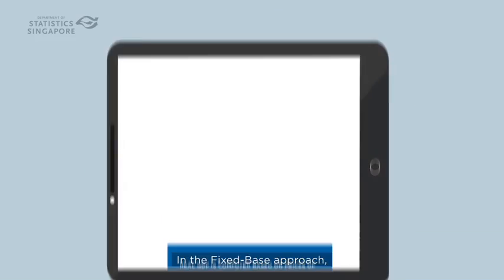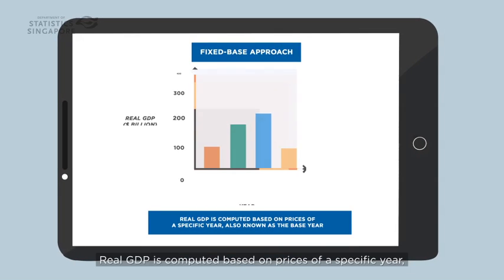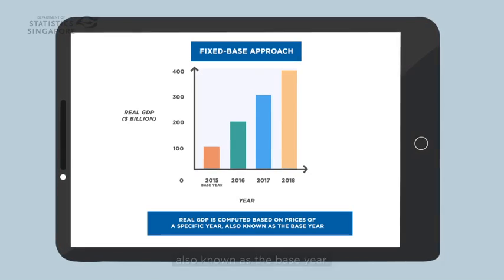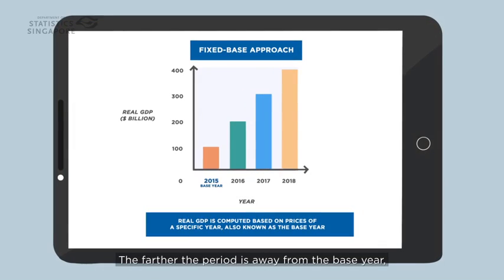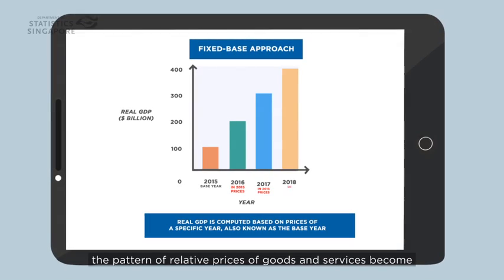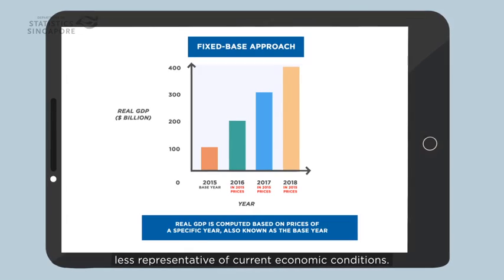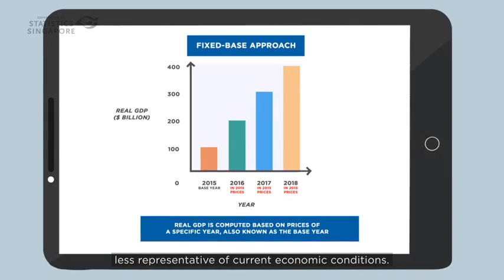In the fixed base approach, real GDP is computed based on prices of a specific year, also known as the base year. The farther the period is away from the base year, the pattern of relative prices of goods and services become less representative of current economic conditions.